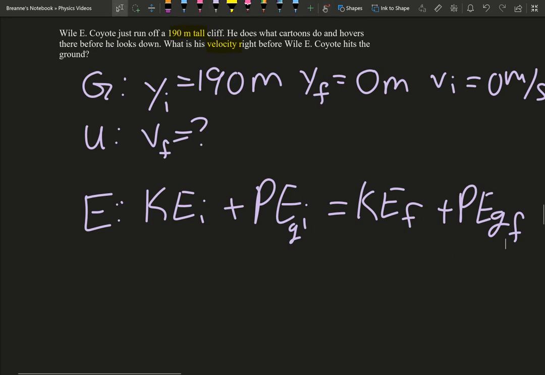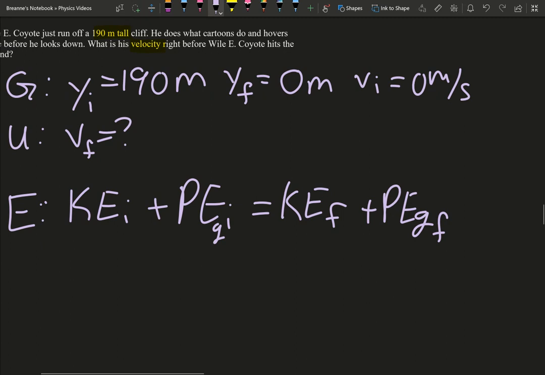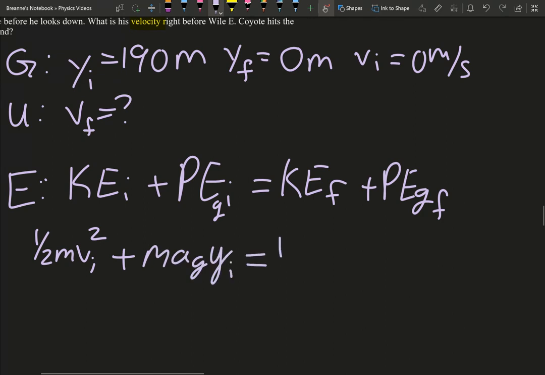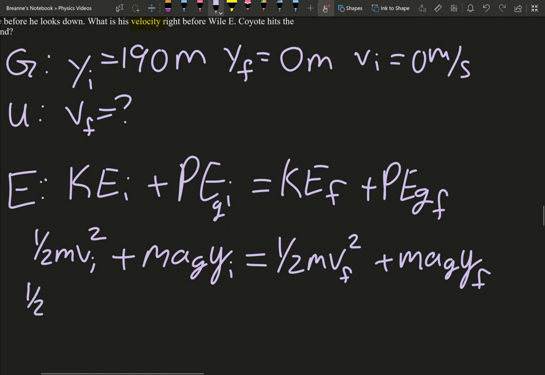So pulling onto what each equation is, our kinetic energy is 1/2 mv squared, and that is our initial v, plus mgy, and that is our initial y, equals 1/2 mv squared, that is our final v, plus mgy, and that is our final y. Now we can just plug in what we got. So 1/2, oh wait, we don't have mass. The world's going to end. I don't know what to do. It's okay. Take a deep breath. We got this. Now, does Wile E. Coyote's mass change while he's falling? No, it doesn't change. So it's okay.